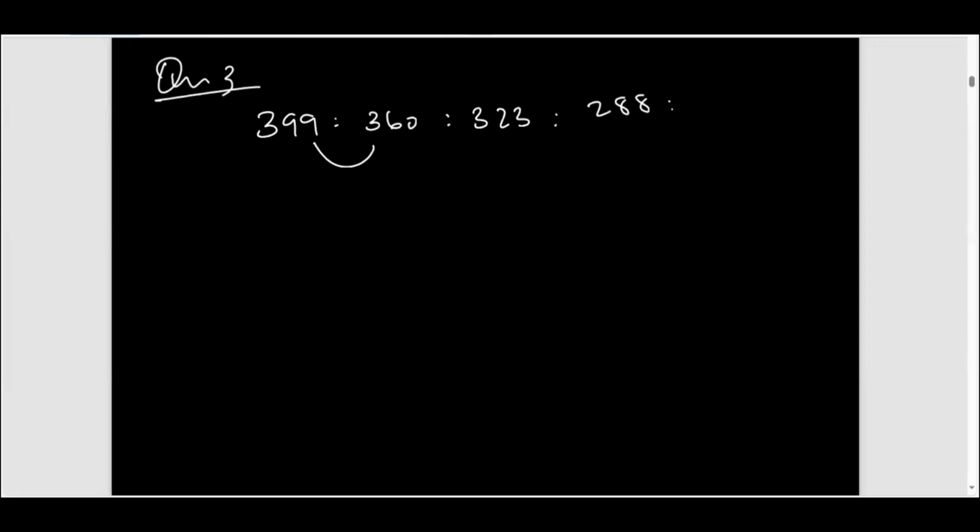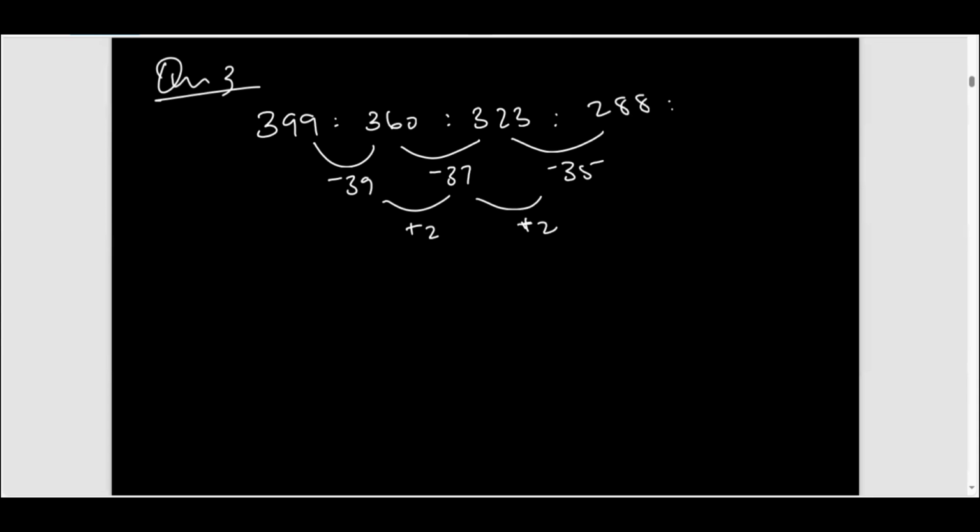So I'll say 360 subtracting 399 gives me -39. Let's see, 323, we're subtracting 360, getting a negative 37. And then 288, we subtract 323, which is a negative 35. And then when we add a 2, we shall get our quadratic.